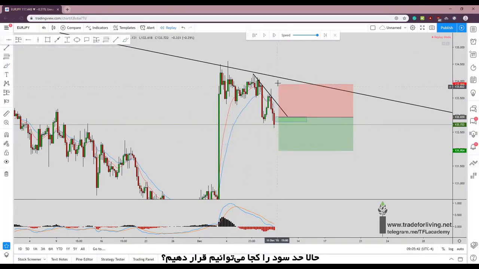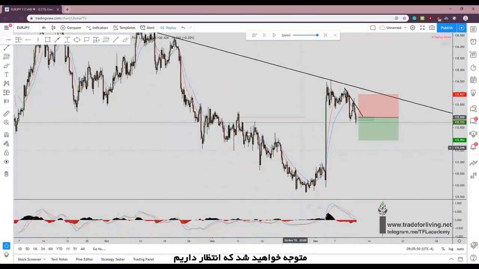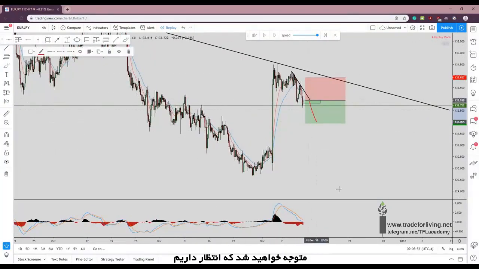Now what about our take profit? Where can we put our take profit? The answer is very simple. If you zoom out, you will realize that we expect the market, after we hit the trend line, to create a lower low.